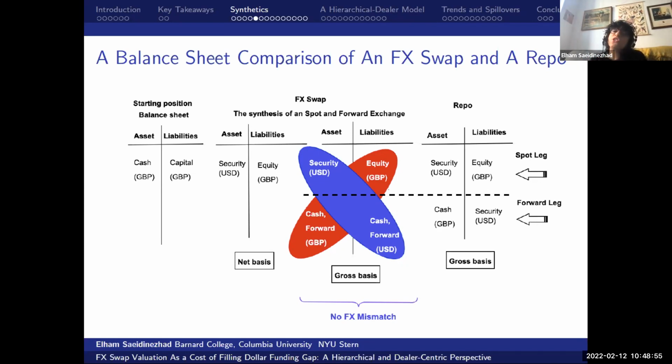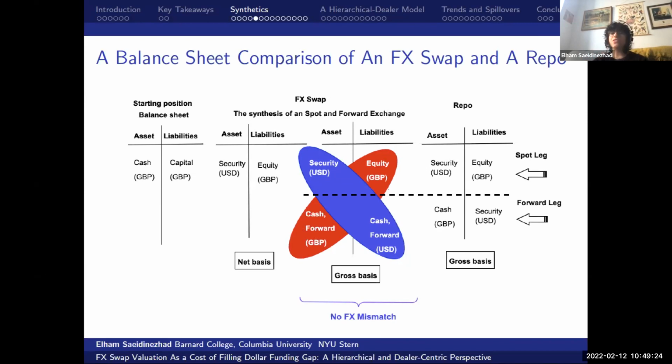The repo choice is more obvious. For the sake of time, I'm going to focus on the FX swap choice. The transaction is going to be the same in both, the net basis and the gross basis that we have shown here, but this is only a difference in accounting. So what is the transaction?